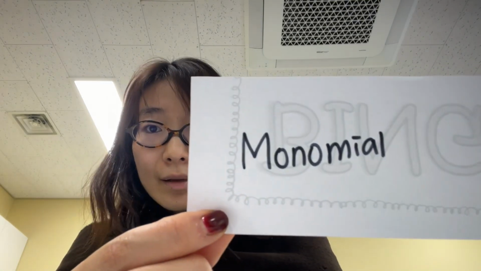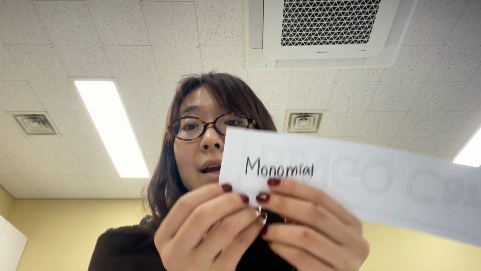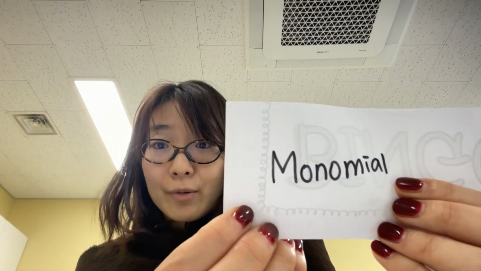A monomial is basically a function with a single term, right? And a term could be a variable like x, y, z, or a number like 3, 2, or it could be a product of numbers and variables like 3xy. So any single term function would be classified as a monomial.